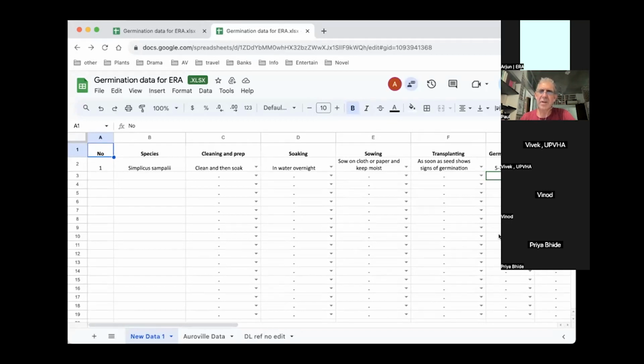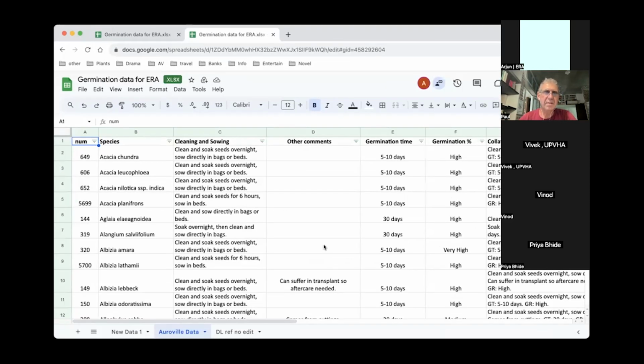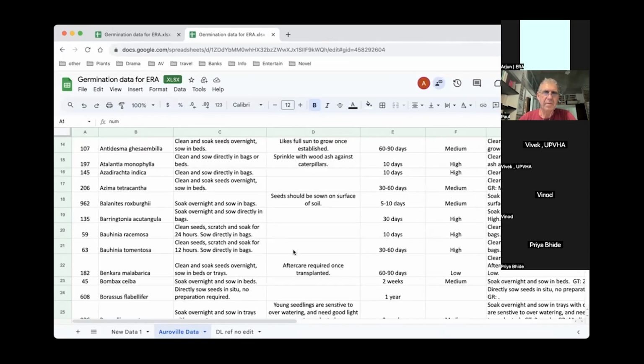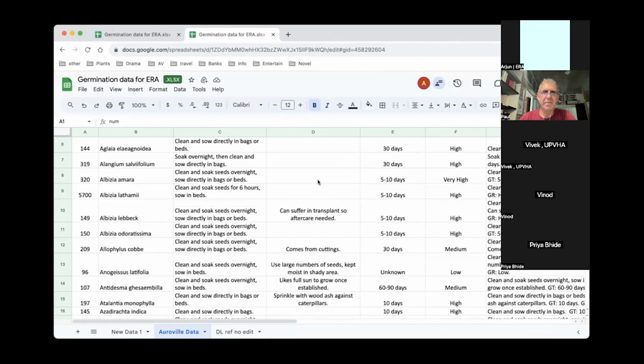So the idea is to try and keep it reasonably simple, but quite standardized. And so what we've done, if I click on the sheet here, you can see this is what we call the Auroville data. So for our nursery, we created this format. So we can just take one example, the Albizia lebbeck, which probably a lot of us know. And so you clean and soak the seeds overnight, so directly in bags or beds. And then a little bit more information.